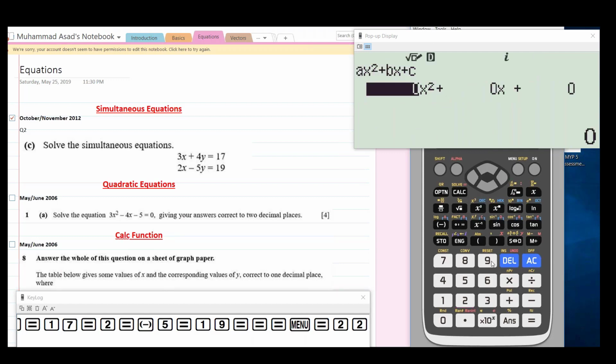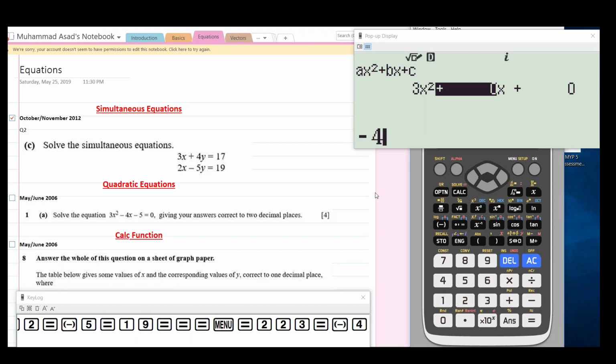So the coefficients, means a value. A value is the coefficient of x square, which is 3. If the question is not arranged, you must arrange the question in such a way that you can identify a, b and c, means coefficient of x square, coefficient of x, and constant term. Now the coefficient of x, means b value, is -4, so I will press -4.